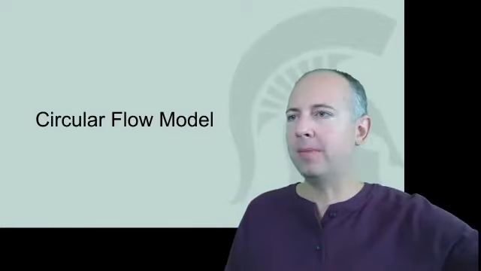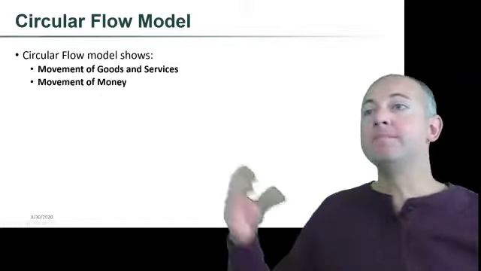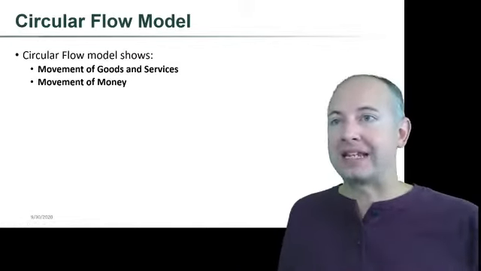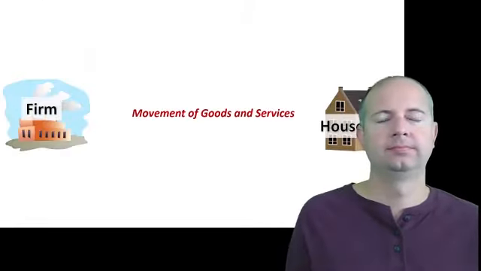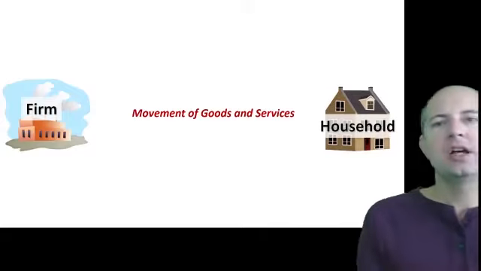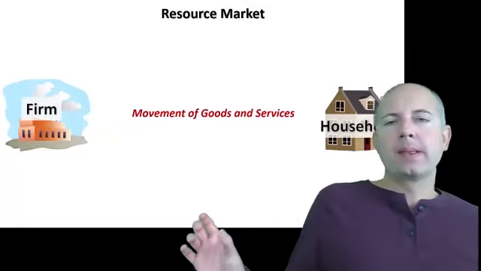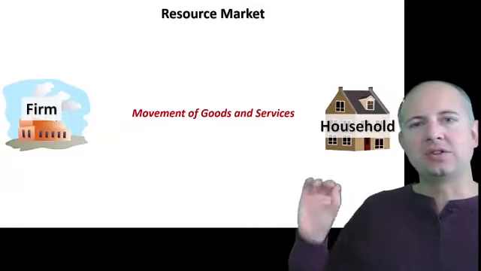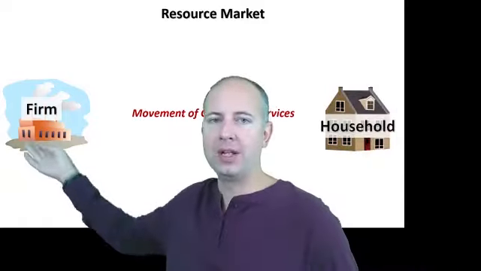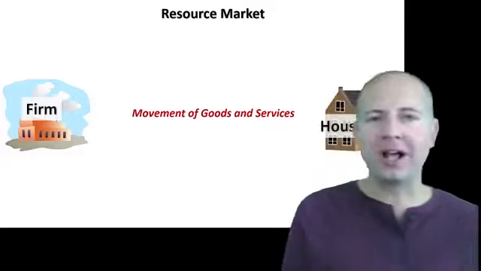The circular flow model is a way of visualizing the movement of goods and services and the movement of money. The movement of goods and services is going to have this general shape that I'll show. The general idea is that we're going to have a firm on one side and the household on the other. These are the two building blocks of any economy.